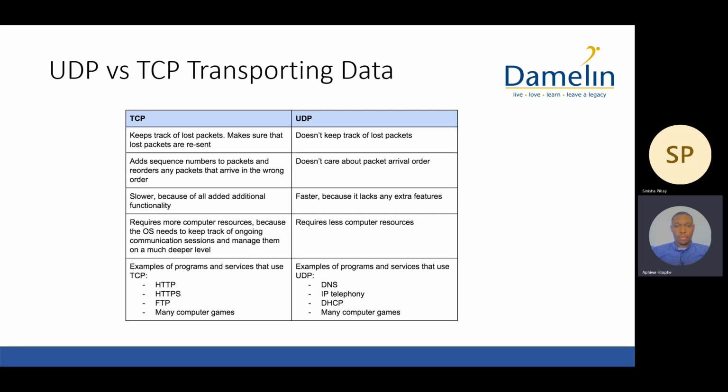So also TCP requires more computer resources because the OS needs to keep track of ongoing communication sessions and manage them on a much deeper level. Okay, so it's very complex, reliable. There are these communication sessions, termination, and reassembling packets on the other end. In contrast, UDP requires fewer computer resources.